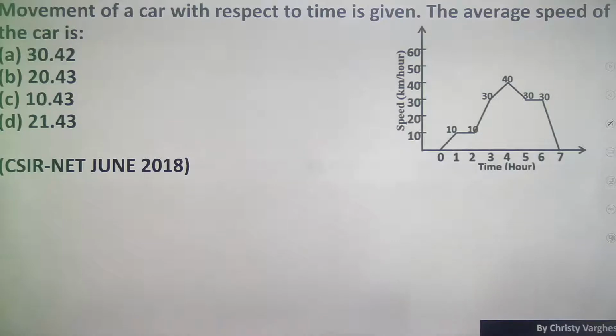Any answers? B option, C option, some of you got. Others, if you are not getting, you can mention it.